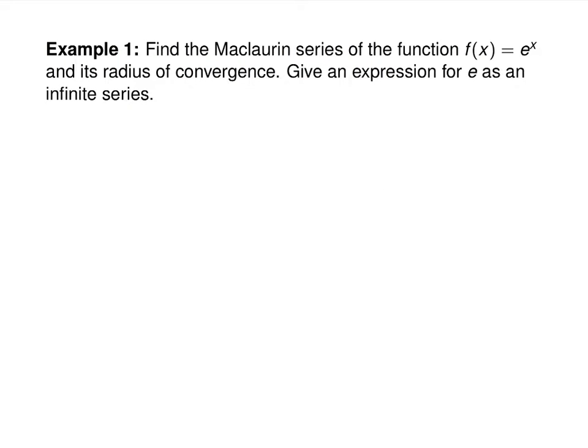So find the Maclaurin series for the function f of x equals e to the x and its radius of convergence. Then give an expression for e as an infinite series. So the first thing you should do is find some derivatives. Okay, so we have f of x is e to the x, f prime of x is e to the x, second derivative is e to the x, etc.